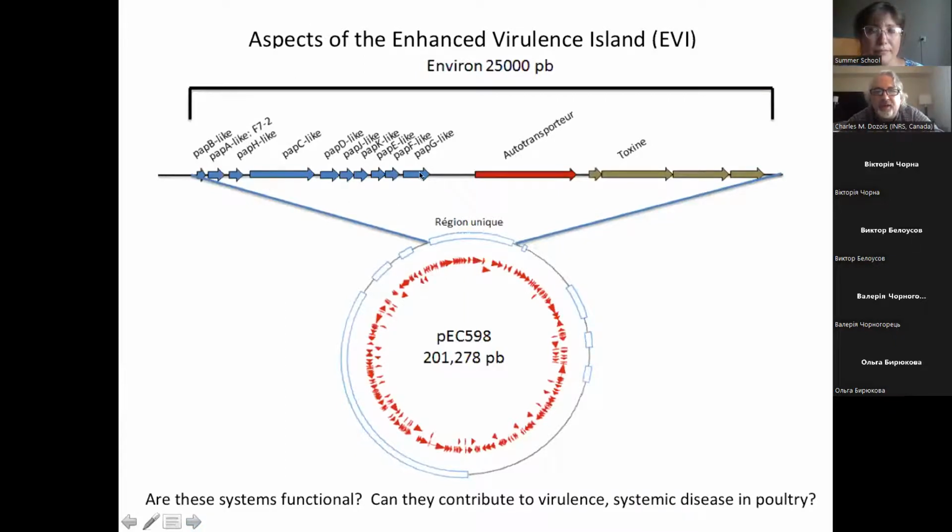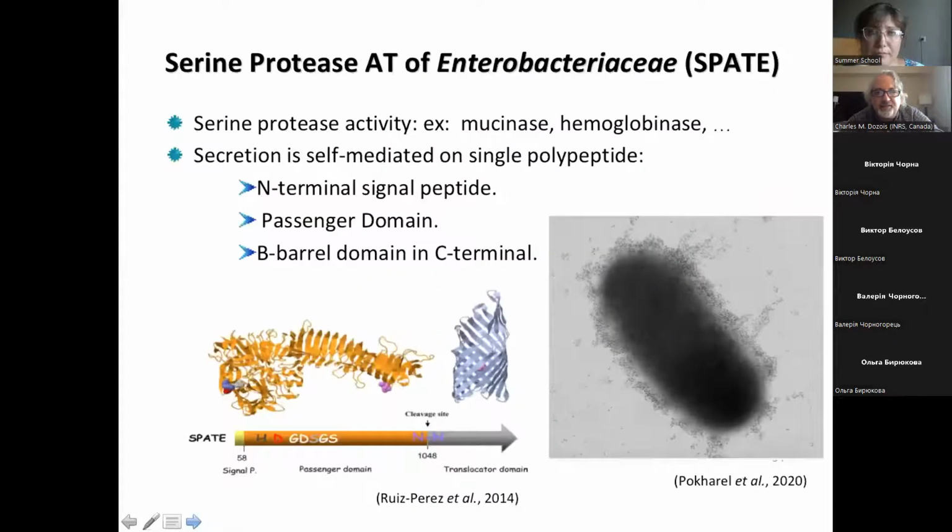fimbriae-like operon in it. And fortunately, we just got the paper out in Applied and Environmental Microbiology. It was actually preprint published yesterday on this fimbrial family. There's an autotransporter and a toxin, which is an RTX-like toxin, right in this region, all three in one shot. And so are they functional, and can they contribute to virulence, and are they important for systemic disease in poultry?